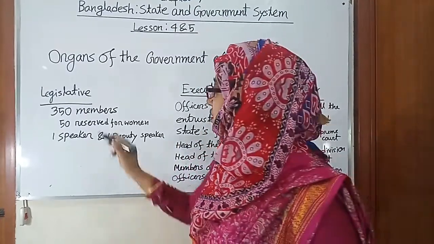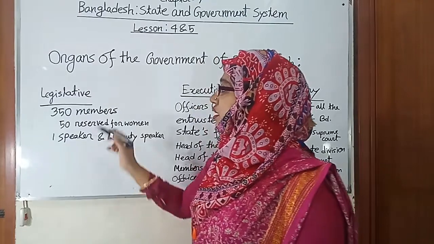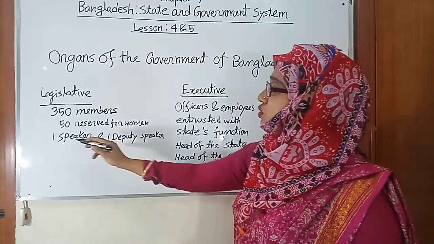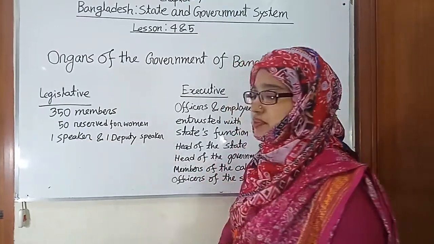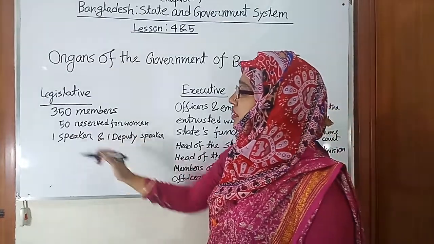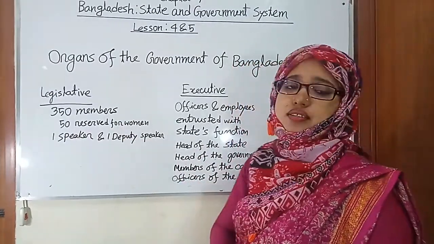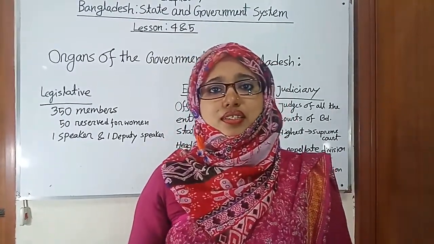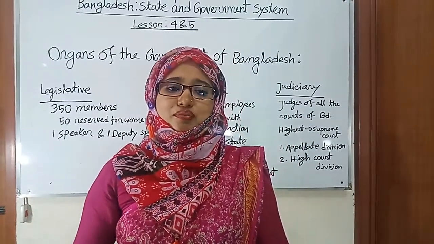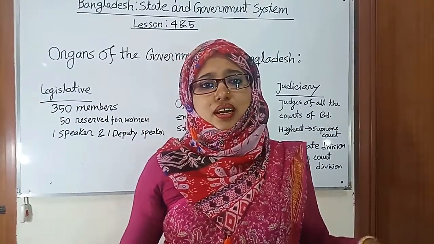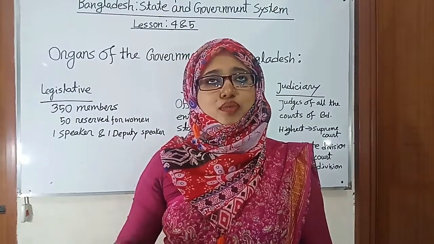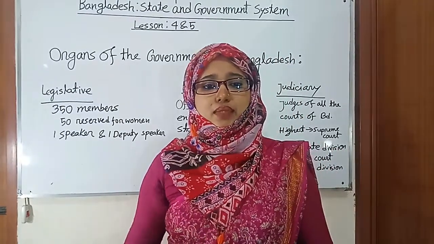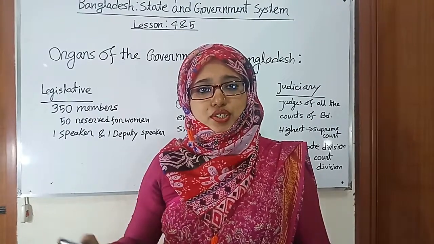It consists of 350 members, where 50 seats are reserved for women. There is one speaker and one deputy speaker. In the absence of the speaker, the deputy speaker presides over the Jatiyo Samsad. Dear students, the legislative or the Jatiyo Samsad enacts and amends general laws of the country. It also ventilates and expresses public opinion, controls government income and expenditure, and formulates and amends the constitution.